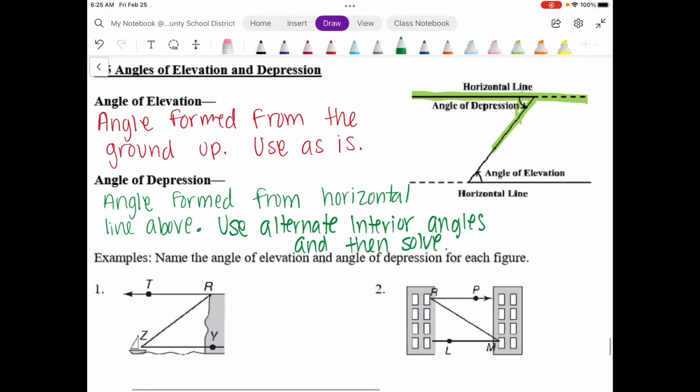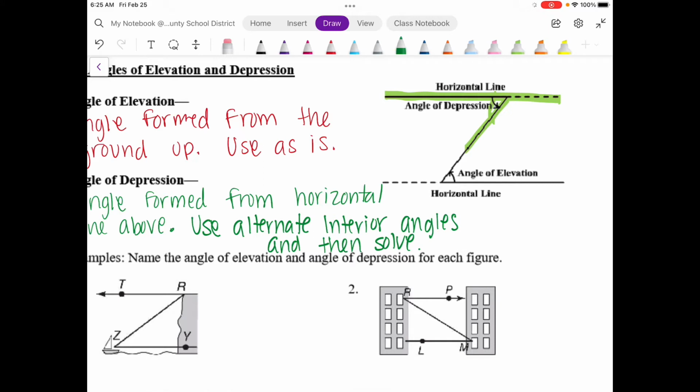So thinking back on last semester, alternate interior angles are on opposite sides of the transversal when you have parallel lines. So you have to assume that the horizontal line up here and the horizontal line down here are parallel. This is going to be our transversal. So if you're given the angle of depression, you're going to use alternate interior angles, which would be this is an alternate interior angle to this, meaning that they are congruent, and then you can go ahead and use that angle measure, okay? But you have to transfer that information using alternate interior angles before actually using it in your problem. So keep that in mind.